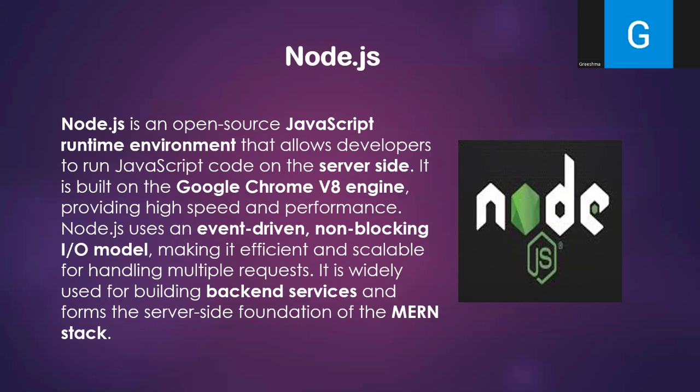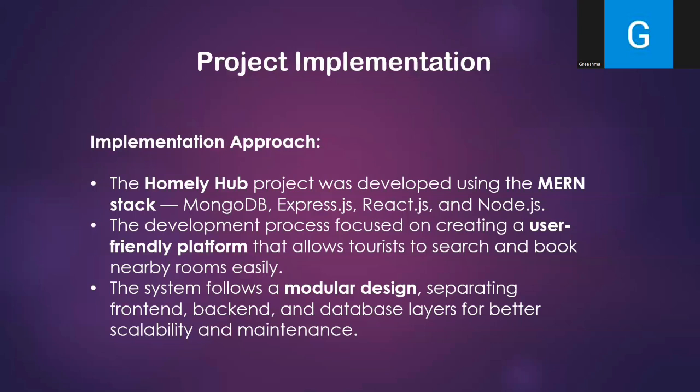Now that we have seen how each MERN component works, let's look at how we implemented them in our project Homely Hub. Our project is titled Homely Hub, which is a web-based rental platform. The main goal of our project is to make it easier for users to find and list available rooms in different areas quickly and safely.